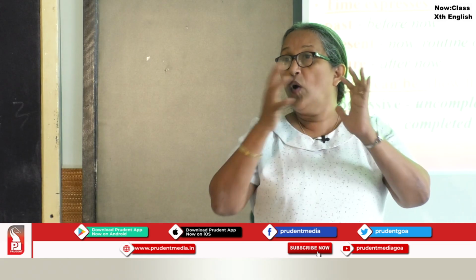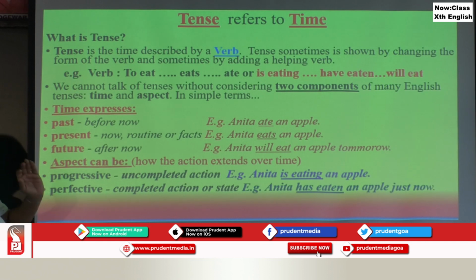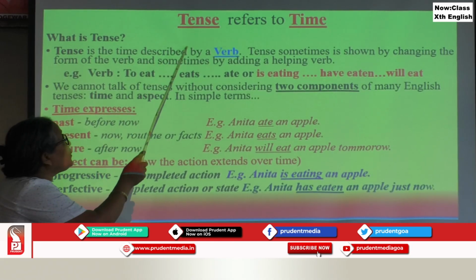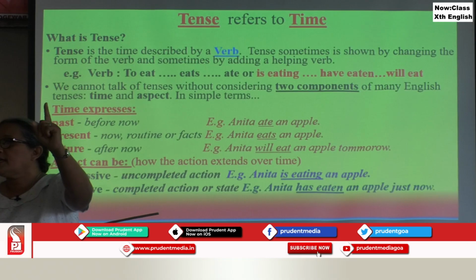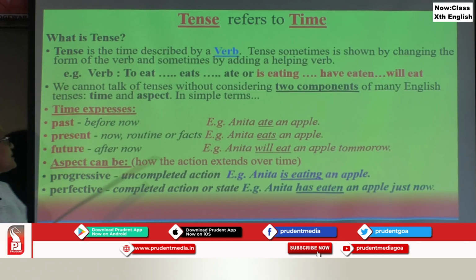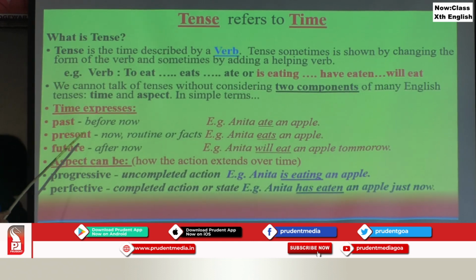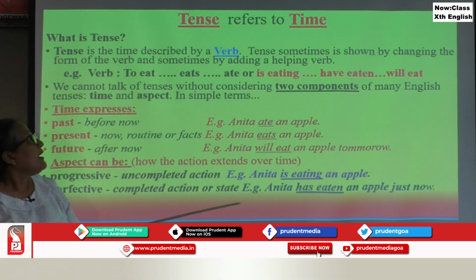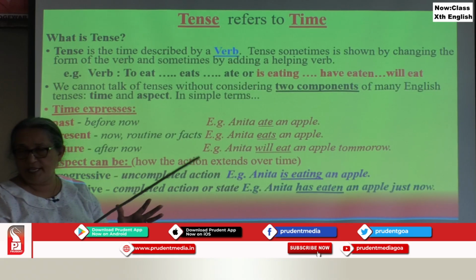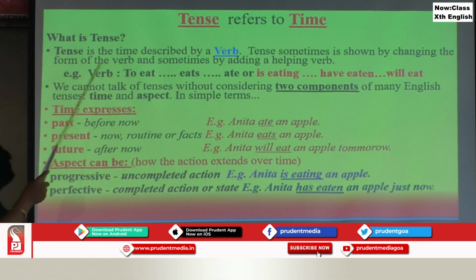When we talk about verb and tense, we talk about time. By time, I mean we have present, past, future. Now, what is tense? Tense is time described by the verb. The verb tells you at what time the action had taken place. Did the action take place in the past? Did it take place in the present? Or did it take place in the future? Tense is sometimes shown by changing the form of the verb.